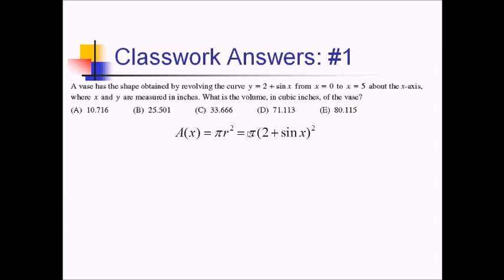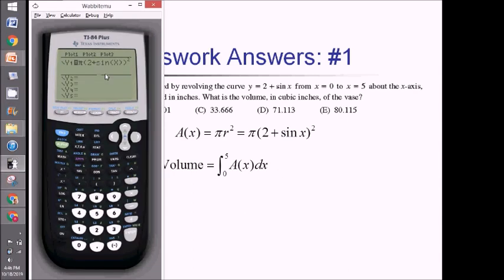And now I just need to take this area, this cross-section area, and integrate it from 0 to 5. So that's going to be volume equaling integral from 0 to 5 of A of x dx. And now let me just put all this in the calculator. So just to make things a little easier on myself, I've entered my area function, pi times 2 plus sine of x squared, in the Y1.